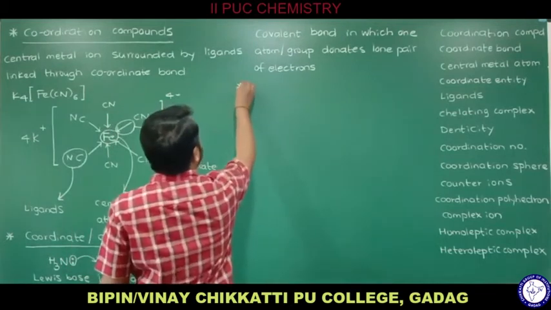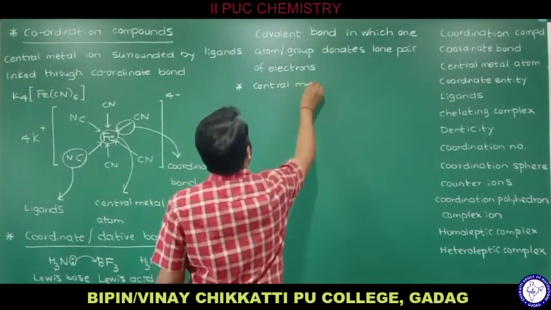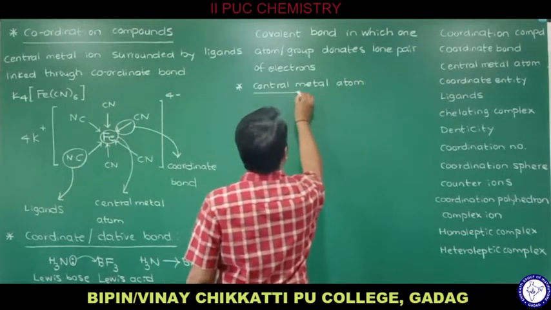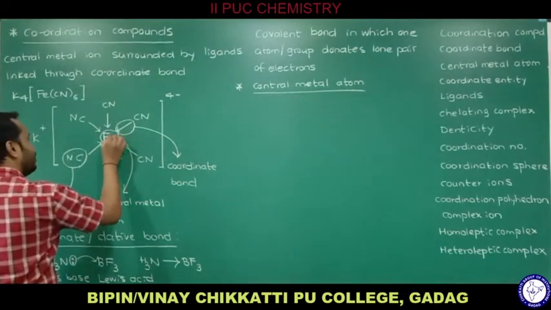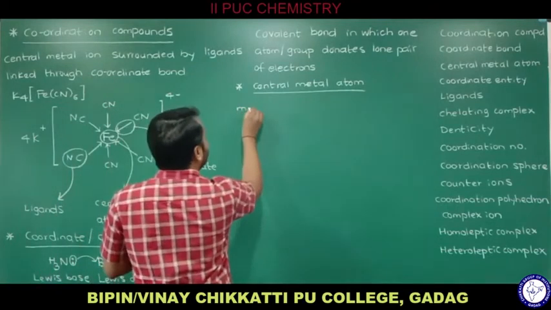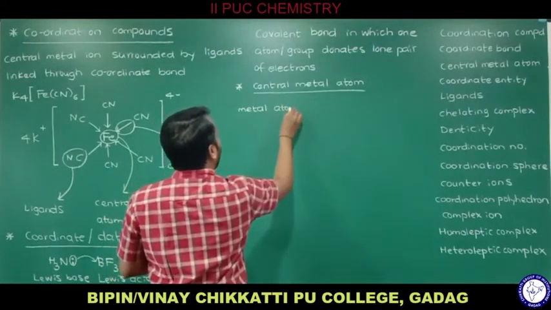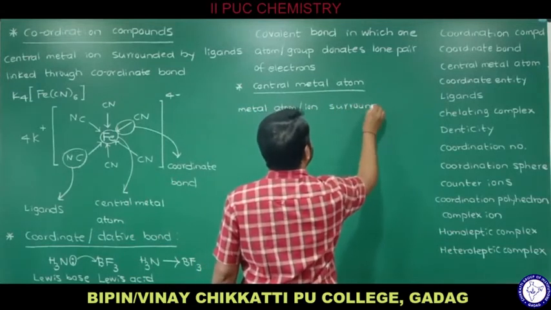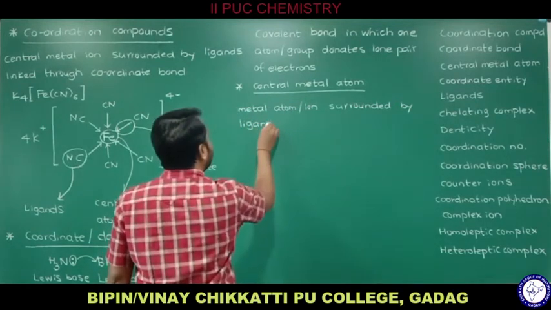Now we'll see the third term, that is central metal atom. Let me write here, central metal atom. If you observe the structure of K4[Fe(CN)6] which I have written, in the center of this complex ion we have iron, that is the central metal atom. So what actually is a central metal atom? It may be a metal atom or ion which is surrounded by ligands.